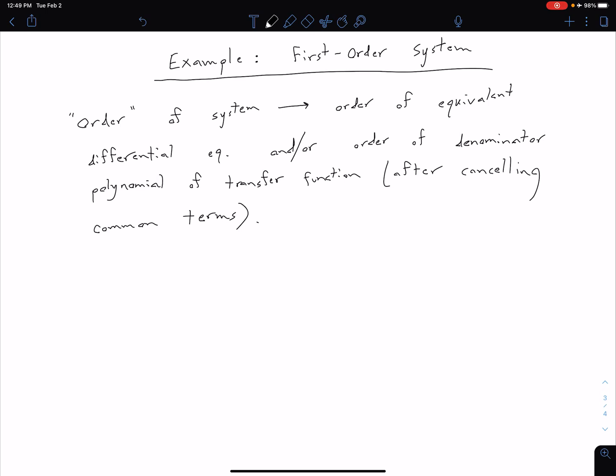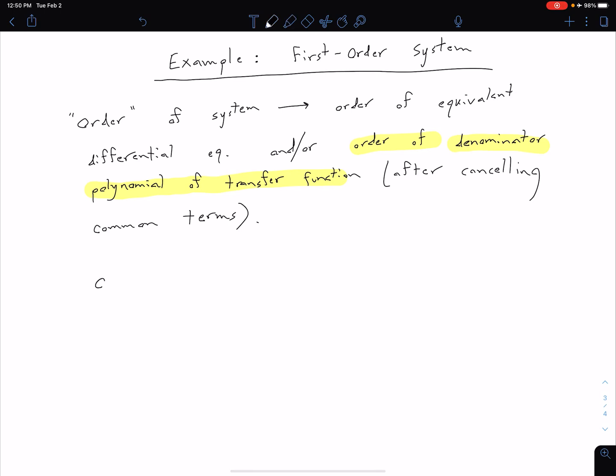So first of all, what do I mean when I say order? First order, second order, what is that? As I have written here, the order of the system is either the order of the equivalent differential equation, or we can talk about the order of the denominator polynomial of the transfer function. Oftentimes, particularly in this class, that's going to be a lot easier for us. So we're going to be focusing on the order of the polynomial in the denominator, and of course, that's after canceling any common terms.